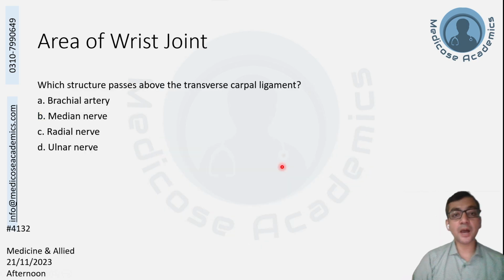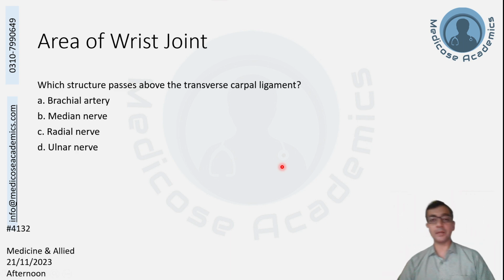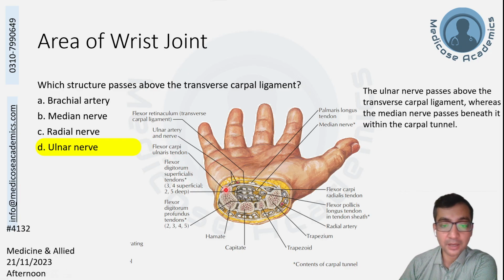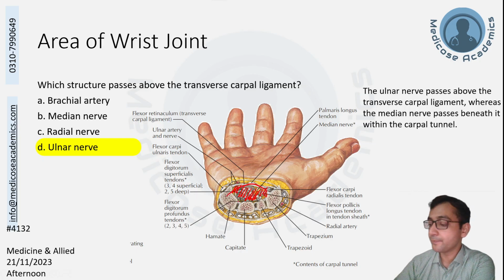Which structure passes above the transverse carpal ligament? Ideally, you should memorize the structures that are passing above this. And here the ulnar nerve. You see, ulnar nerve passes above. Here is the flexor retinaculum. The ulnar nerve passes above it, and median nerve inside it, deep to the flexor retinaculum. This area between flexor retinaculum and the carpal bone is the carpal tunnel.